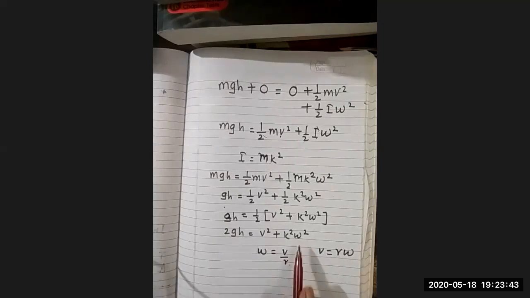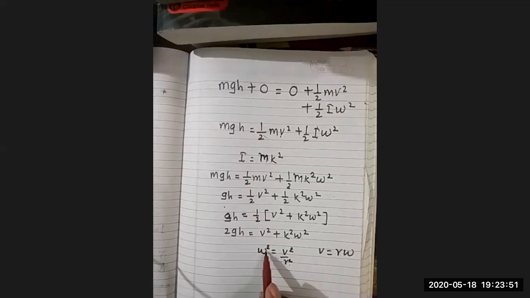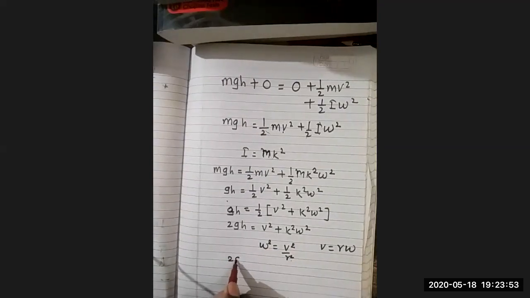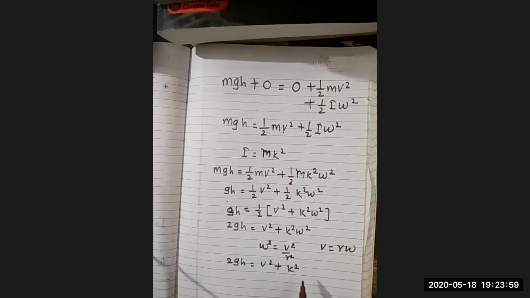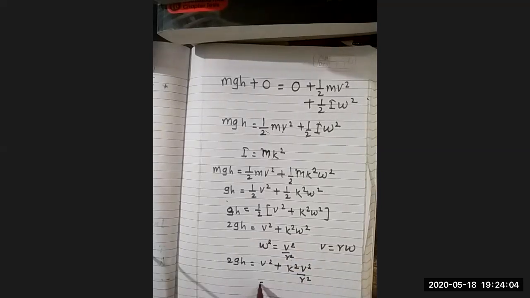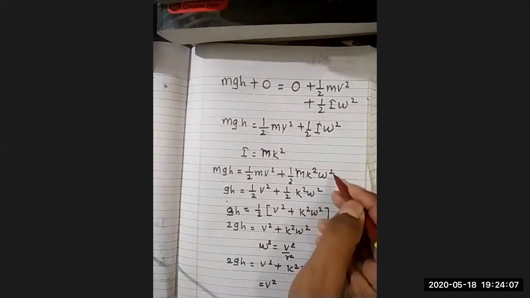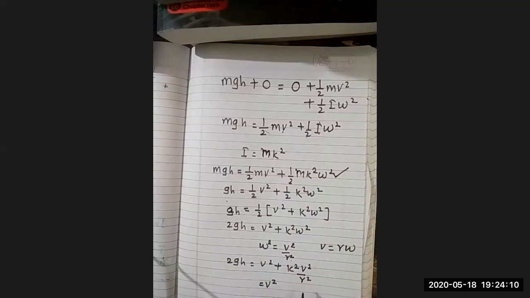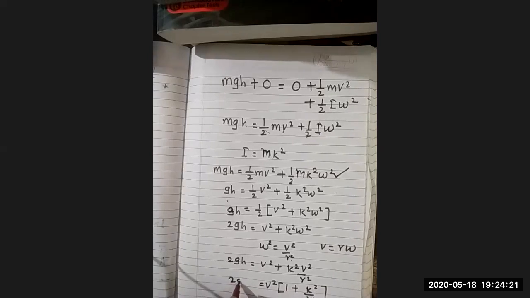If I place it over here, and I want to take a square, because there is omega square over there, I'm just squaring on both sides, right? So by placing the omega square over here, what you will get is equal to twice gh, v square will be as it is, k square will be as it is. Now instead of omega square, I'm going to place v square upon r square over there and take v square common. Even in the last term we can do everything. That is easy, we can say. So take v square common, what will remain? 1 plus k square upon r square over there, and that is equal to twice gh, right?